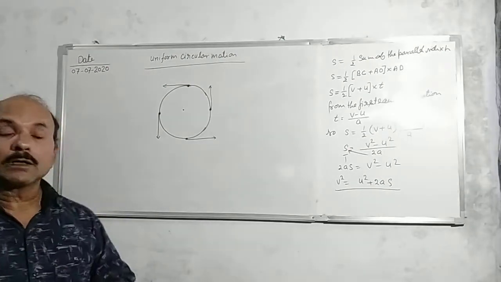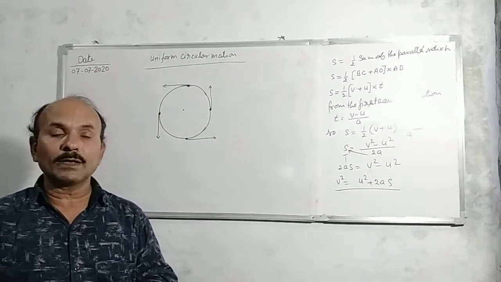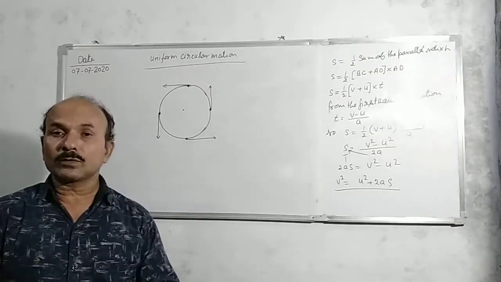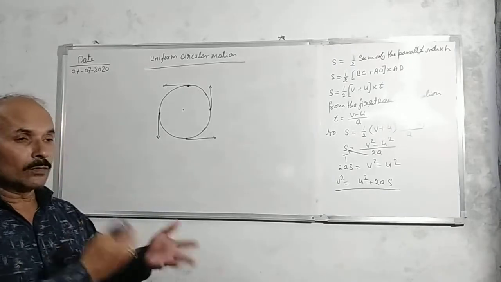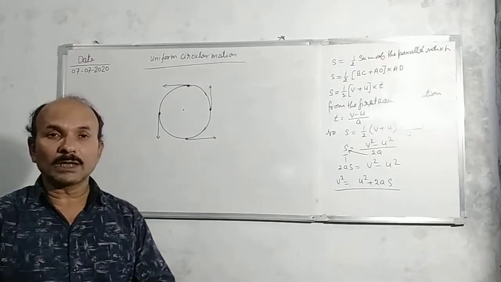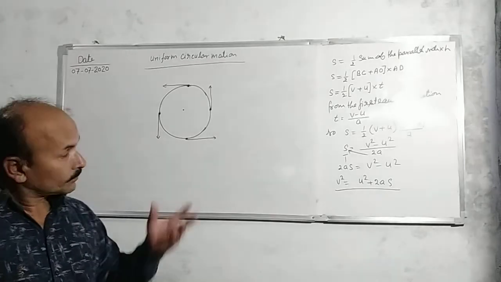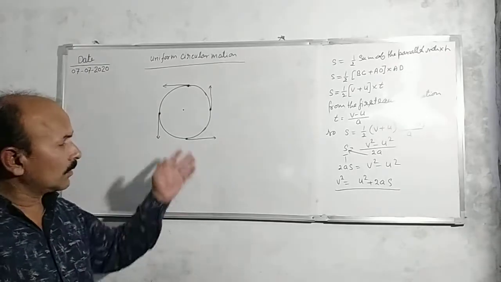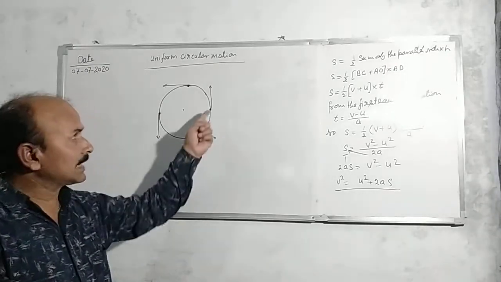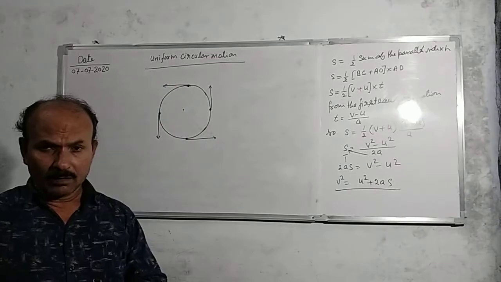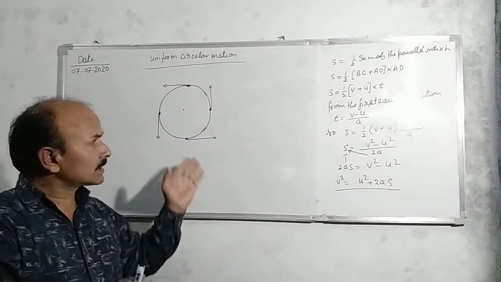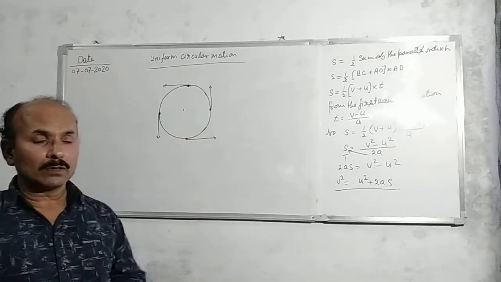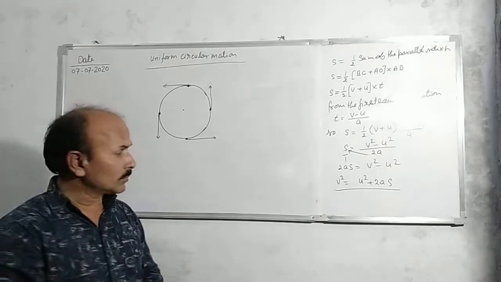So when an object is in circular motion, it is always in accelerated motion. Circular motion is known as accelerated motion. Even if the object is moving with a uniform or constant speed, it is always accelerated because its direction continuously changes. Magnitude, meaning speed, is constant but direction continuously changes. That's why circular motion is known as accelerated motion.